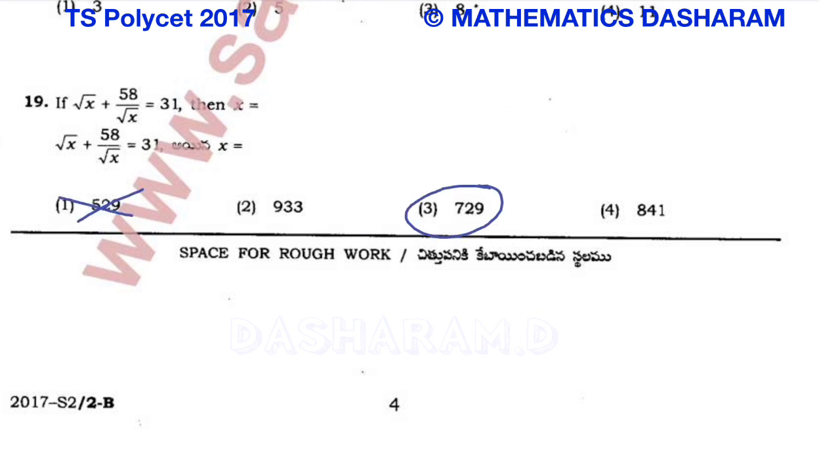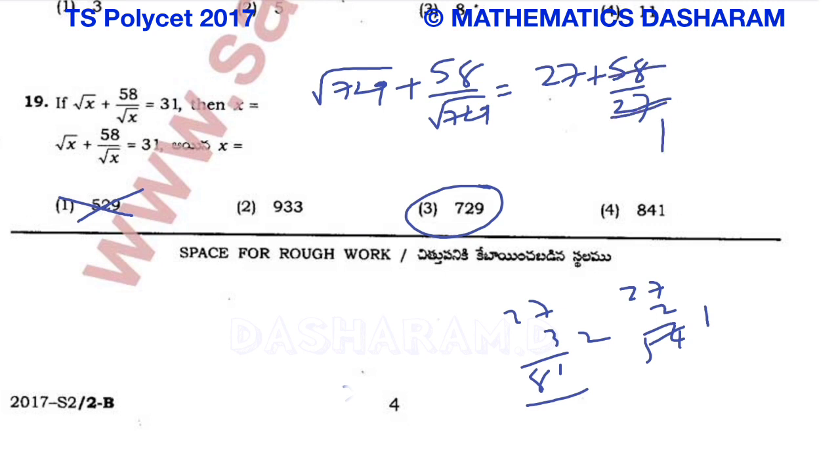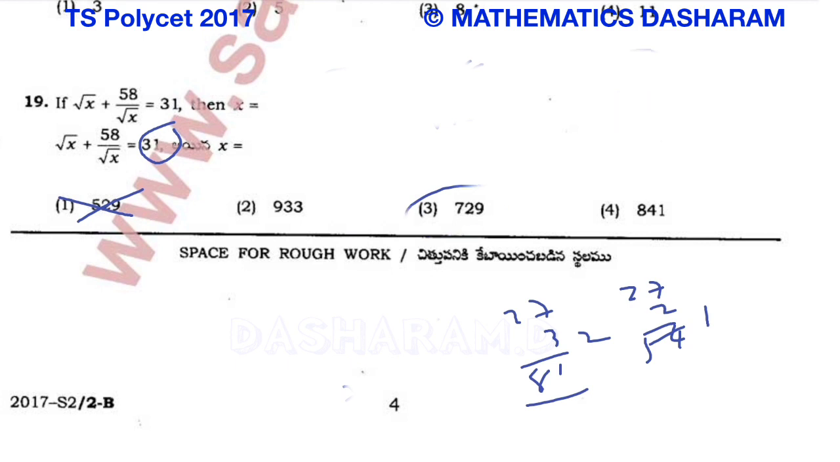Next, go with the third option. Root 729 plus 58 divided by root 729. Root 729 is 27. 58 divided by 27. So here 27 ones are 27, 27 twos are 54, 27 threes are 81. So it is very clear here we will get a decimal answer, but we need exactly 31. So then this 729 is also wrong.